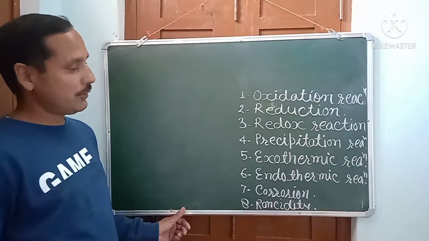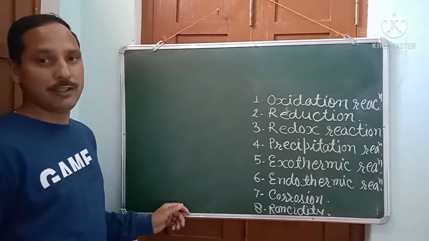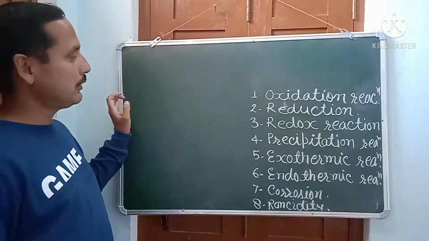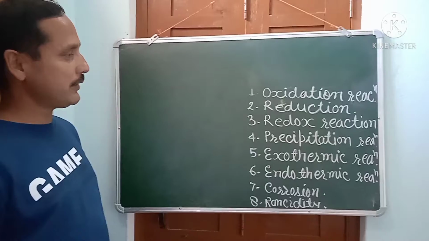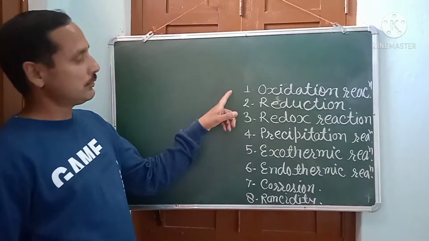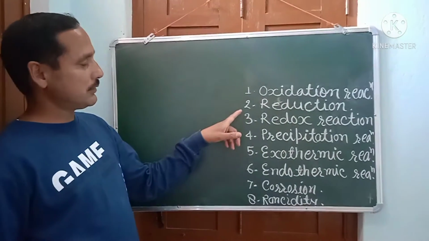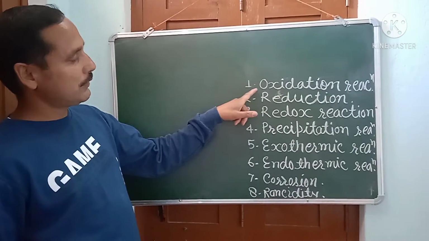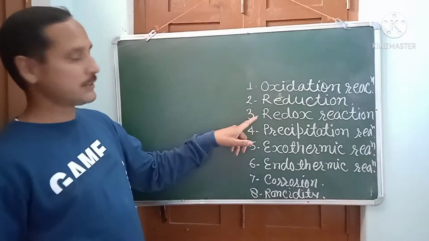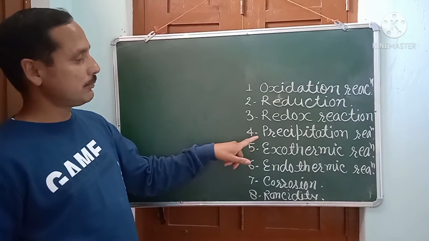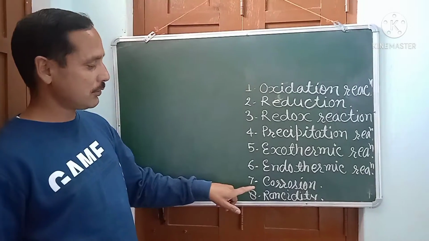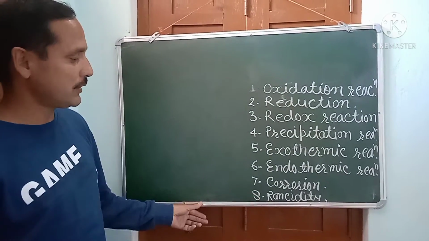In our previous video, we discussed the main types of chemical reactions: combination, decomposition, displacement, and double displacement reaction. Today we will discuss related chemical reactions, that are oxidation reaction, reduction reaction or simply reduction, redox reaction, precipitation reaction, exothermic reaction, endothermic reaction, corrosion, and the last one is rancidity.